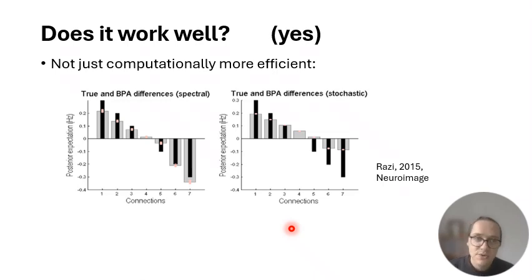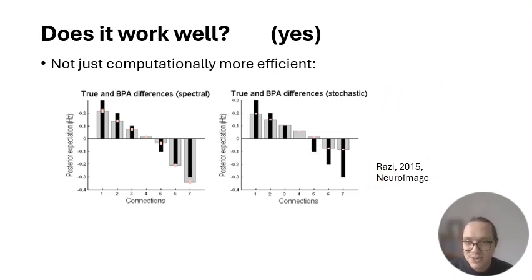And what you can also hopefully see here is that it's actually producing poorer estimates of the true underlying connectivity. And these estimates are represented by the grey bars here. And you can see that the spectral DCM has estimated and ground truth connections closer together for a lot of these connections than the stochastic DCM does.